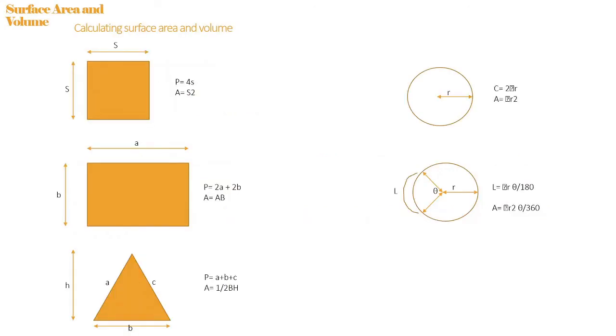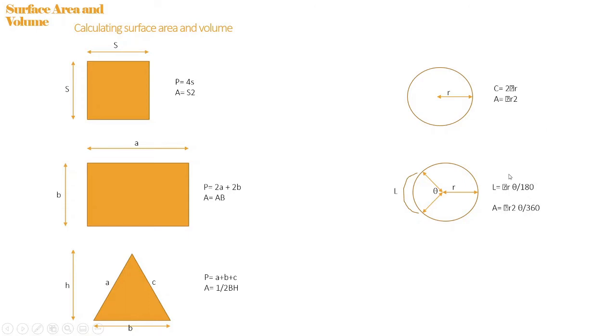Okay, so just calculating surface areas and volume. Basically, relatively simple, in fact very, very simple. You should be doing this in year 7 or 8, but these are typically how you figure out the surface areas and volumes of basic shapes.